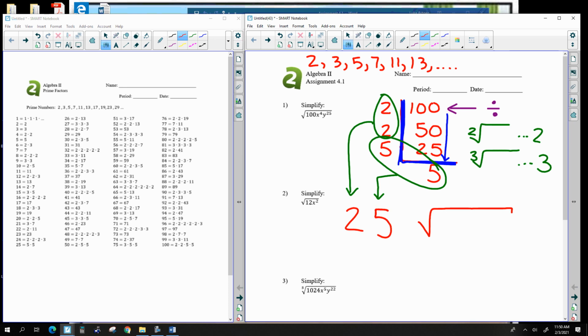And I can also take out a 5. Notice nothing is unpaired, so there are no numbers that I leave on the outside. And then what do you do with multiple numbers, whether they be in or out? You multiply them.